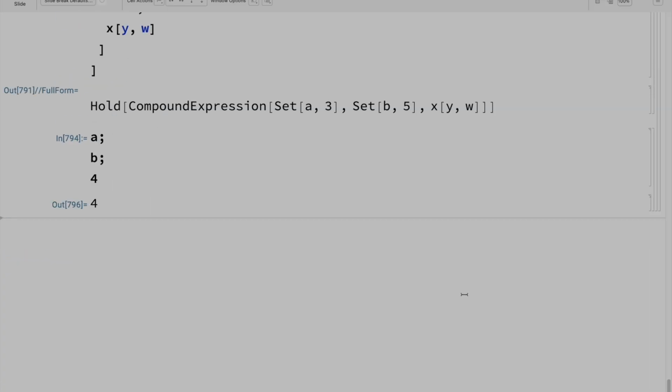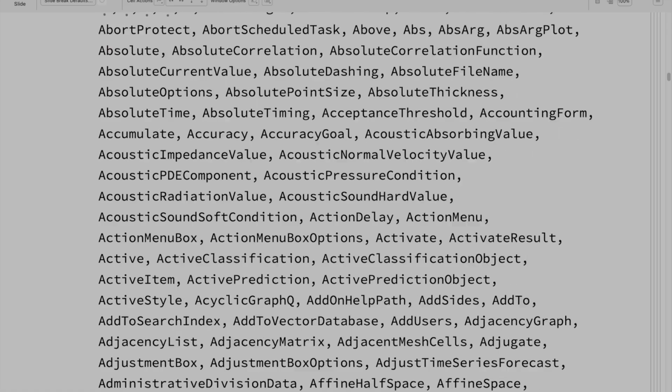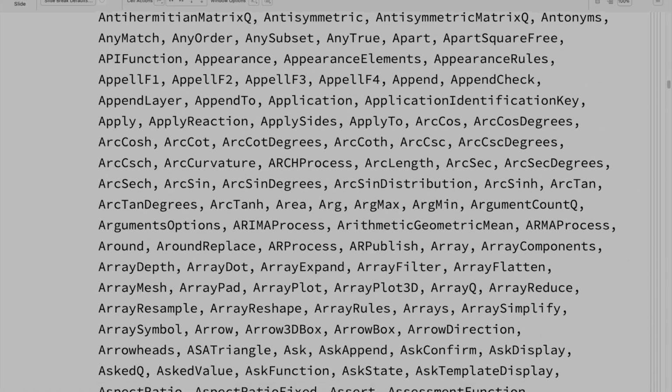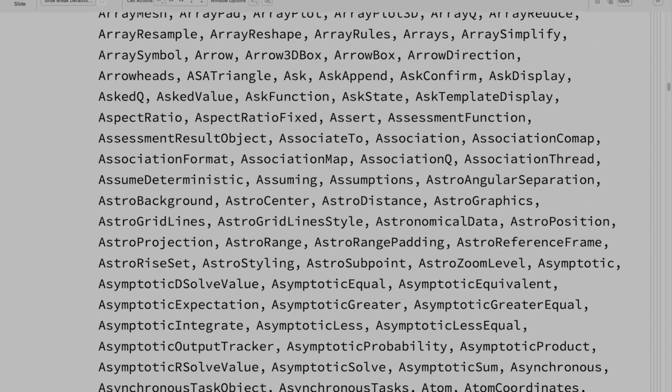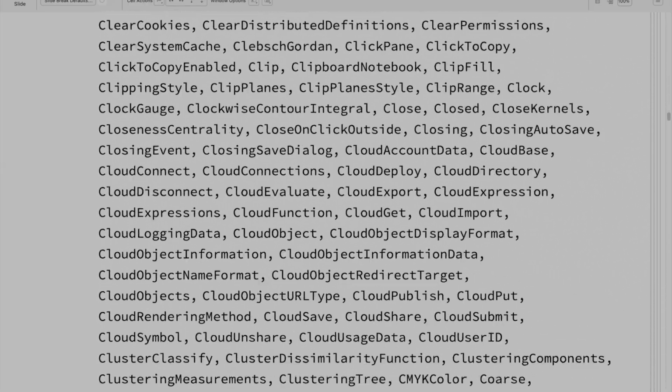To check out what names are defined by the system and have rules, what you could do is use the Names function. So I could say Names and then search for all. I give it a string of star, which means everything, and it will list everything in the system. And there's a lot of stuff in there, right? It's a huge amount of symbols that are defined and that have their own rules.